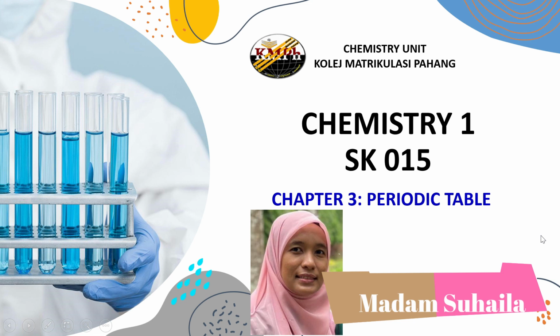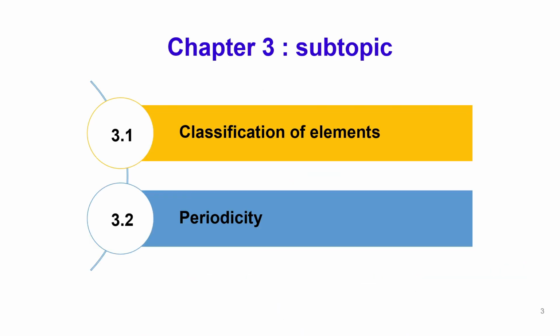Okay, so we proceed to chapter 3. Chapter 3 is about the periodic table. So we have only two subtopics in this chapter. The first one is classification of element, and the second one is periodicity. So we will cover the first subtopic first in this lesson.